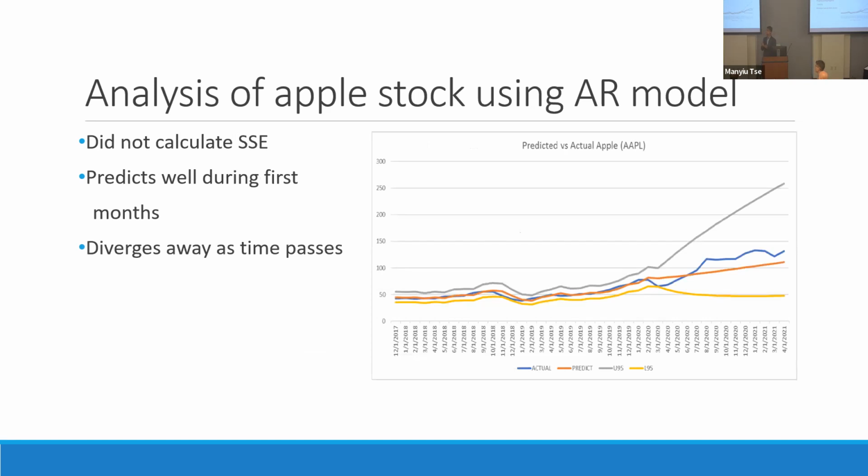We did not calculate SSE for individual stocks because we can't compare the SSE for, let's say, Apple with the SSE of Exxon, because they have different prices to begin with. So we did not calculate SSE. And we can see the blue line and the orange line kind of follow each other during the first few months and then diverge away from the model as time passes. And this is the trend we'll be seeing in the future stocks as well.